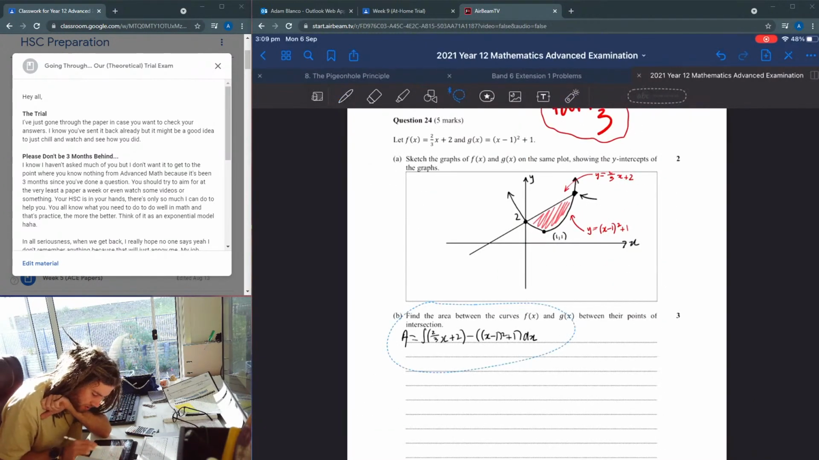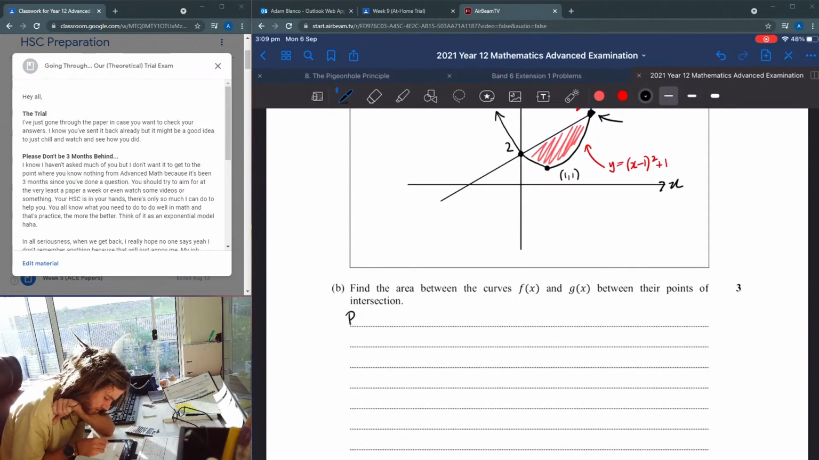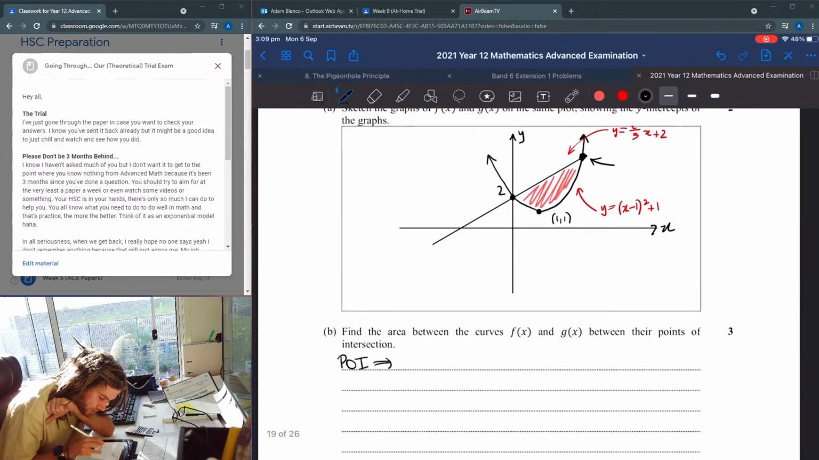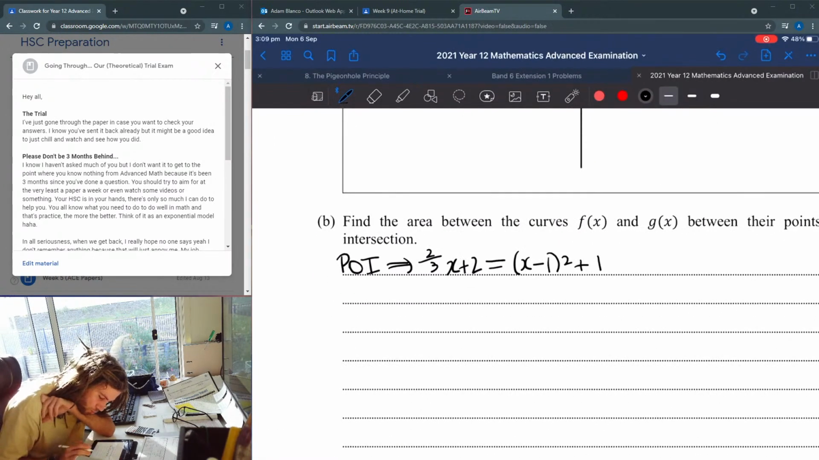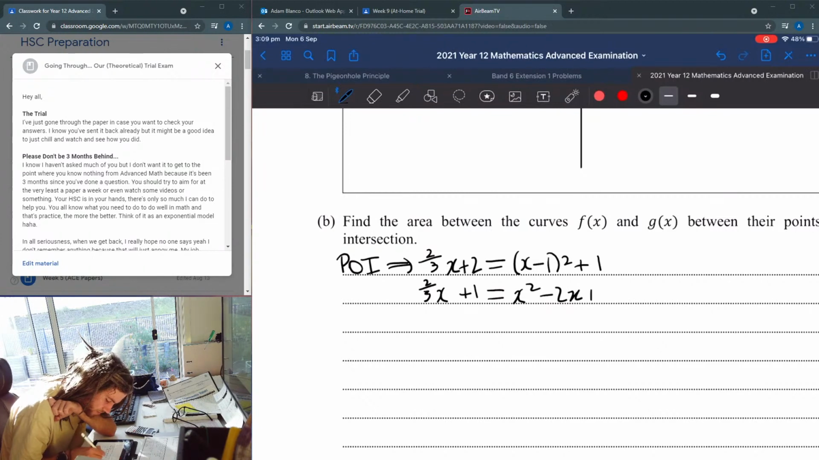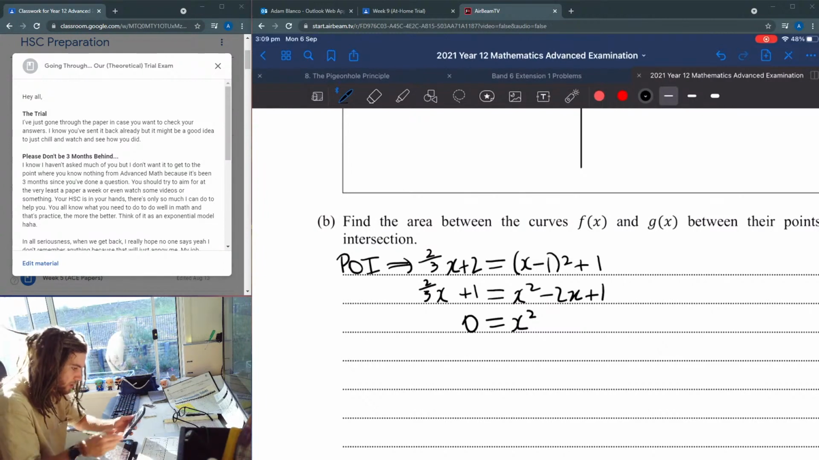The way that I'm going to do that, so I need some more working out room, is to find their point of intersection. Their points of intersection are going to occur when the two graphs equal each other. So 2 on 3x plus 2 equals (x minus 1) squared plus 1. Let's move the 1 and expand. I'll also expand this. That's x squared minus 2x plus 1. 0 equals x squared, what's minus 2 on 3? Minus 8 on 3.